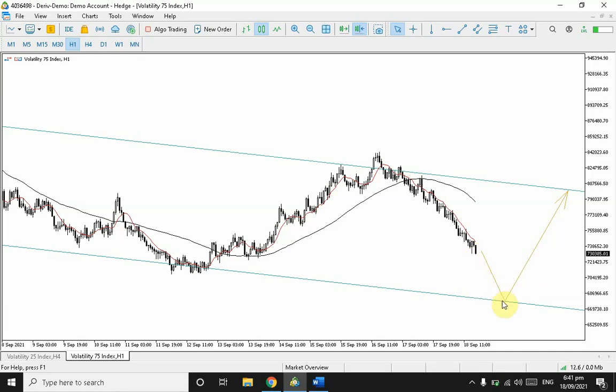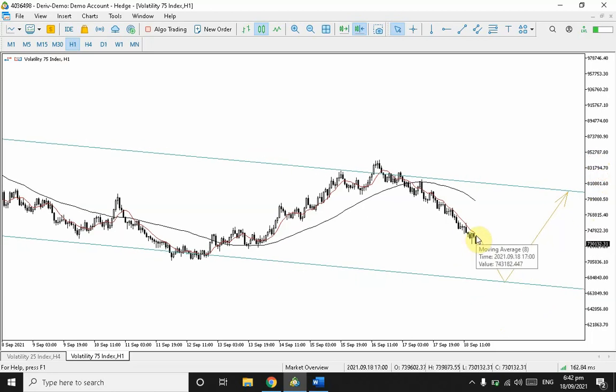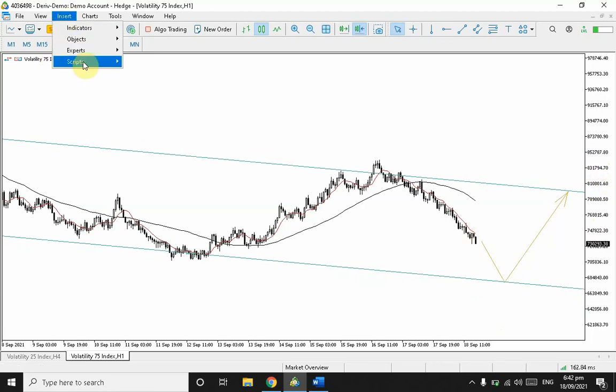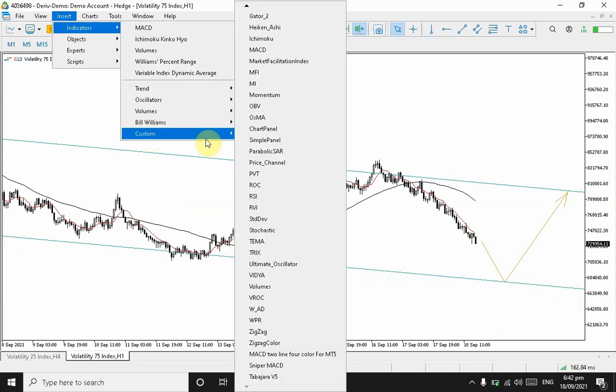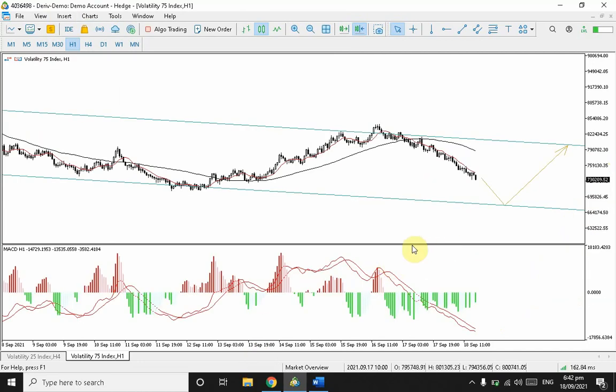All right, I'll wait for it to get to this level before I would take a trade, or I could join the trade from where it is. Okay, I need other confirmation to determine whether I can enter this market from this level. I can use other indicators such as my MACD. I can use a MACD here. All right, let me see what this MACD is telling me.